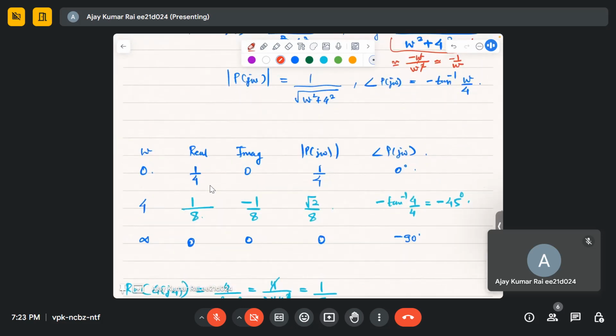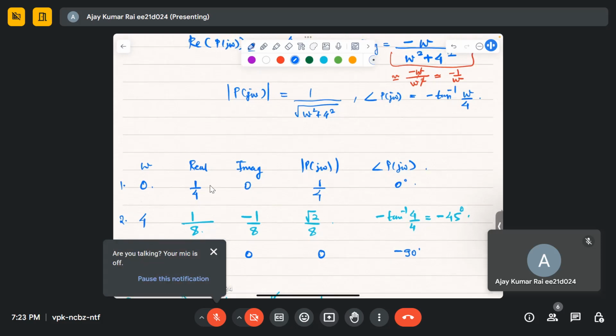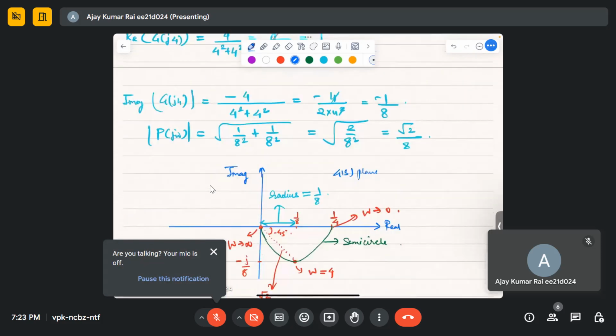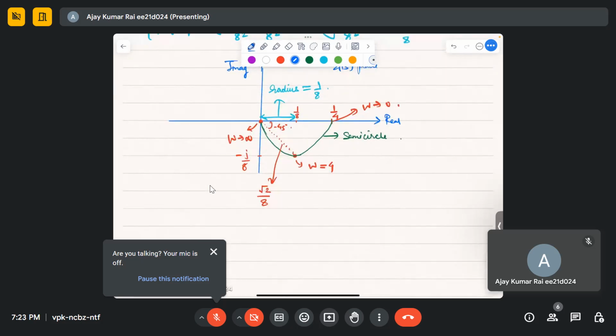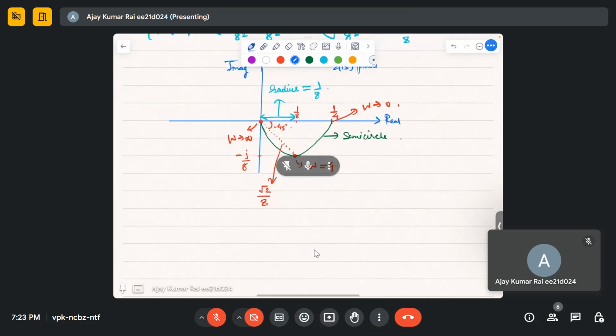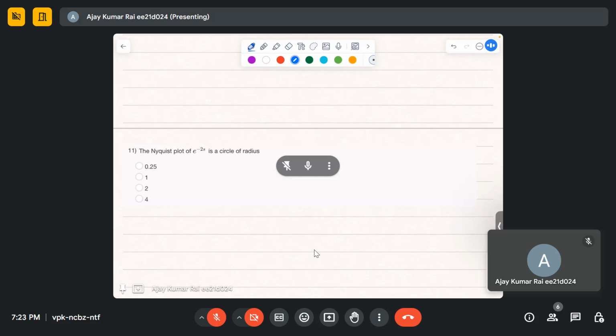Okay, so at 3 points we have calculated the values for the P of j omega, different P of j omega. Okay. Let's go to the next question then.